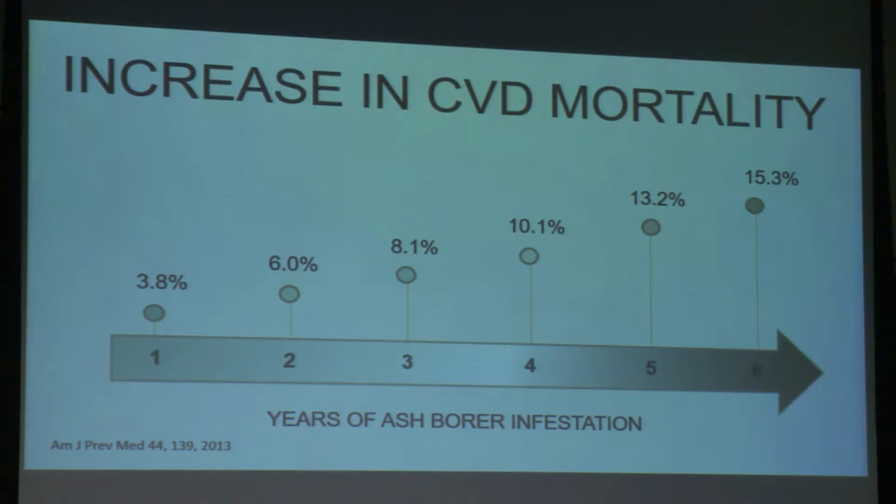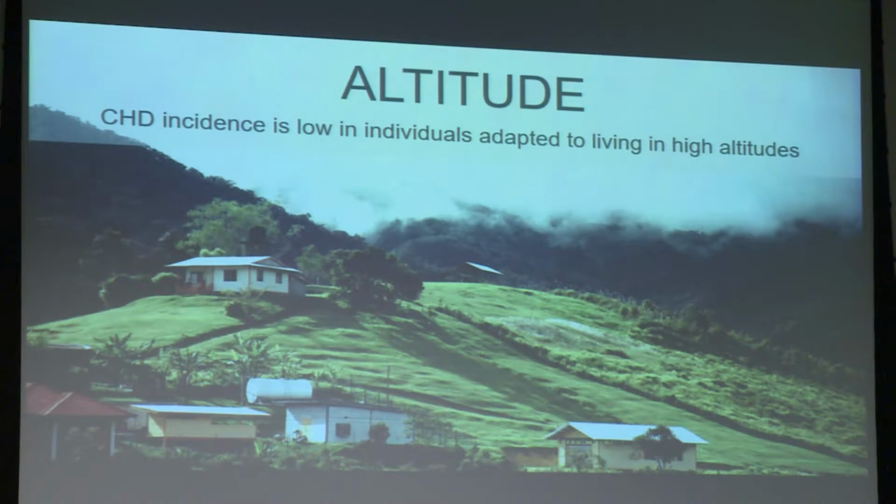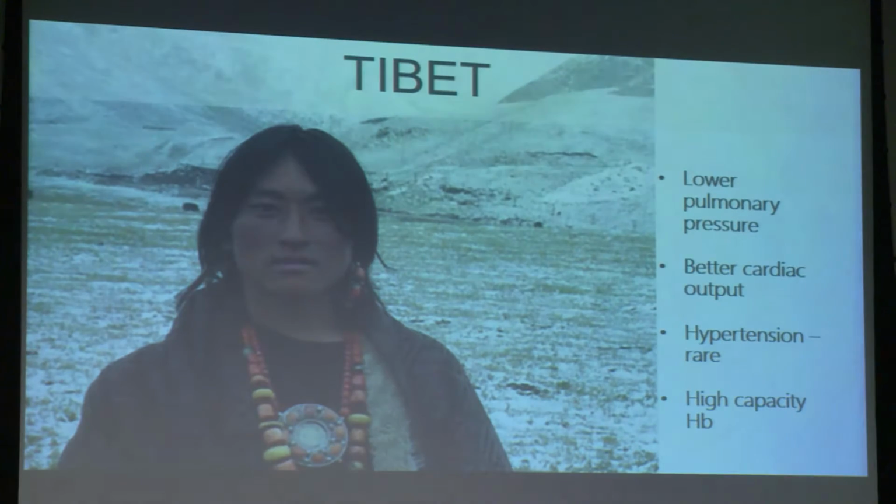But there's also a component of the environment which relates not just to the trees and things in it, but also to altitude. We know that people who live at higher altitudes are actually protected from cardiovascular disease, and this could have to do with ancestry. For example, the Tibetans have an ancestry exceeding 50,000 years, and these individuals have lower pulmonary pressure. They can withstand lower levels of oxygen. Their hemoglobin has mutated to have a higher capacity for oxygen.